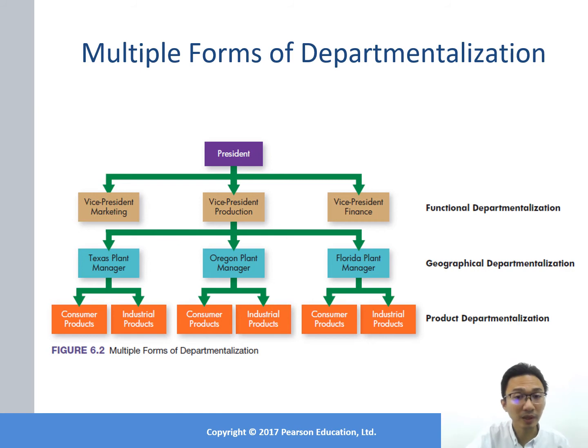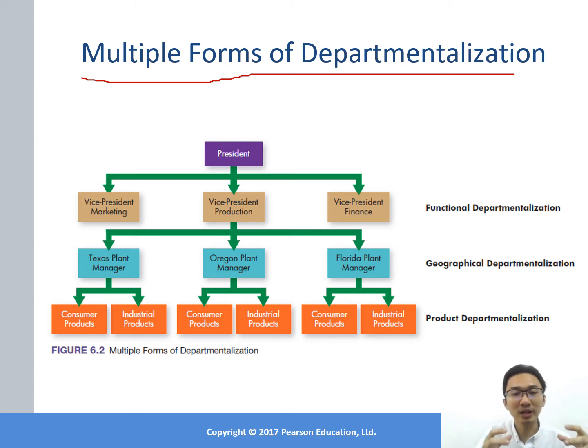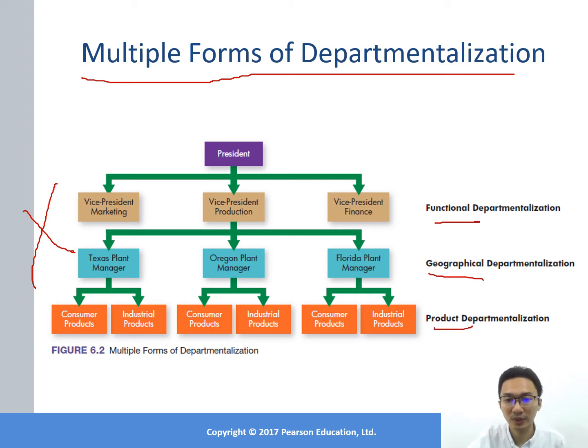This one here shows multiple forms of departmentalization. Departments can also be combined. It's not like a company has to choose only one and stick with it. They can change or combine according to company needs. Normally, this combination is for larger or multinational corporations, where they combine 1, 2, 3. Okay, and it's totally fine.